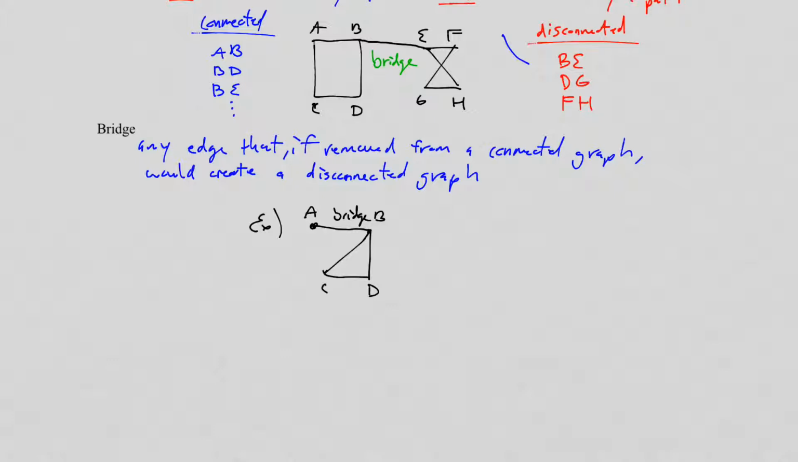And same thing with CD. If you want to get to C, you just go this way, go to D, and you can walk the path. So if you can see a line, if you take it out, you won't be able to get from one point to the next, then that particular line is a bridge. Let's take a look at another example.